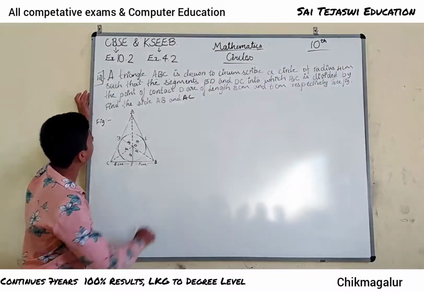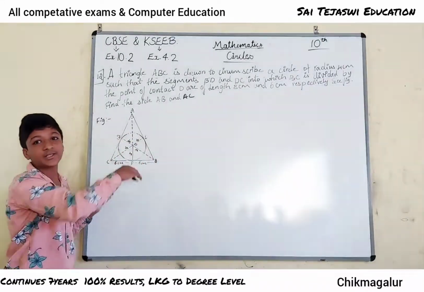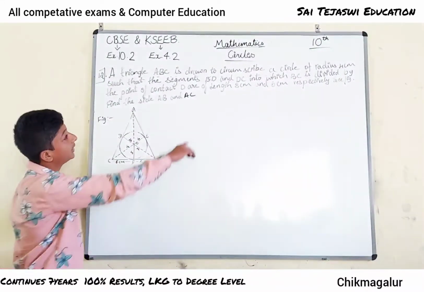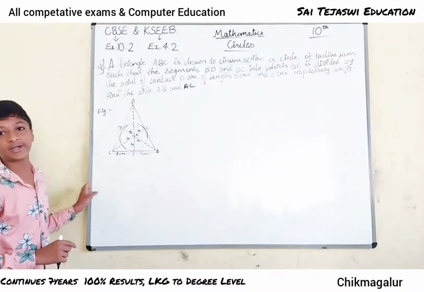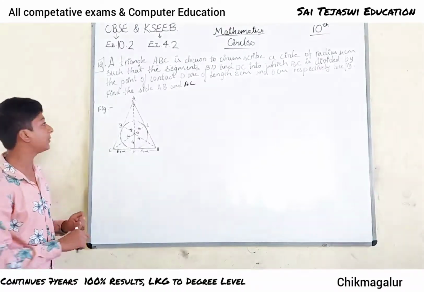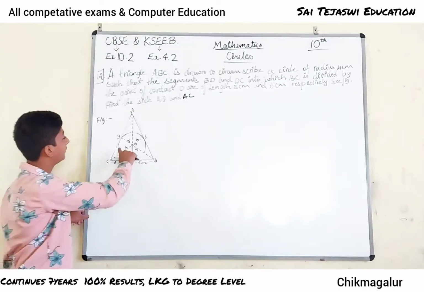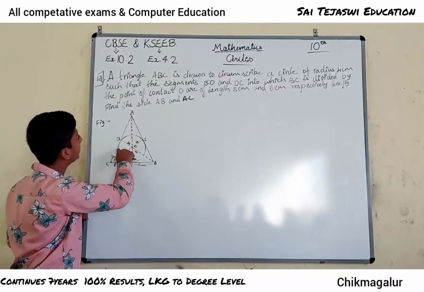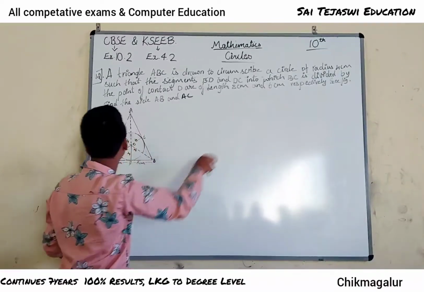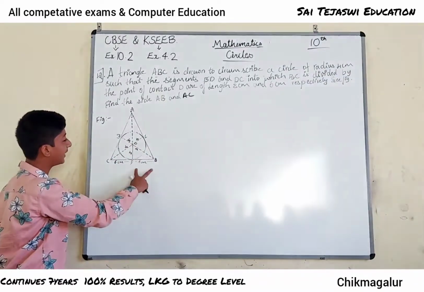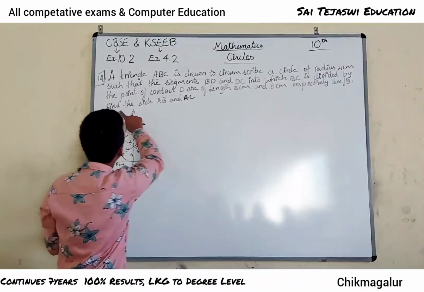They have given a triangle ABC drawn to circumscribe a circle. It means that a circle is circumscribed by a triangle and its radius is 4 centimeter. They gave only the value of one radius, which means all the radii of the circle are equal, so we consider all the radii as 4 centimeter. The side BC is divided into two parts, CD and DB, by the point of contact D.